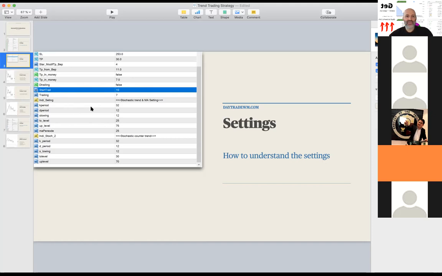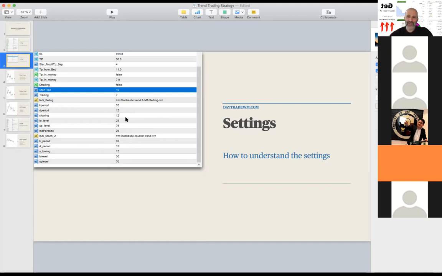Now, these settings here are the settings for the stochastic indicator and the moving average indicator. These are for the trend following strategy, because we have 2 strategies, okay? We have the trend following strategy and we have the counter trend following strategy.